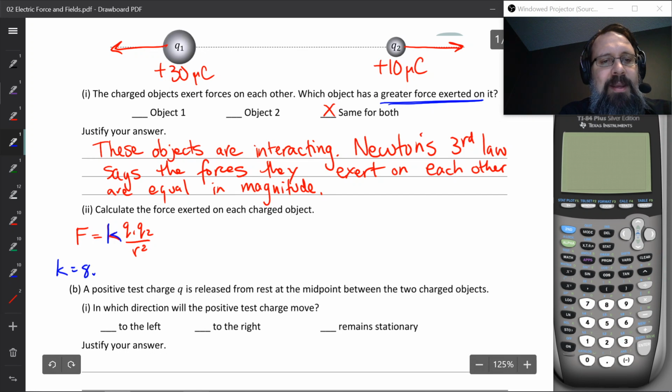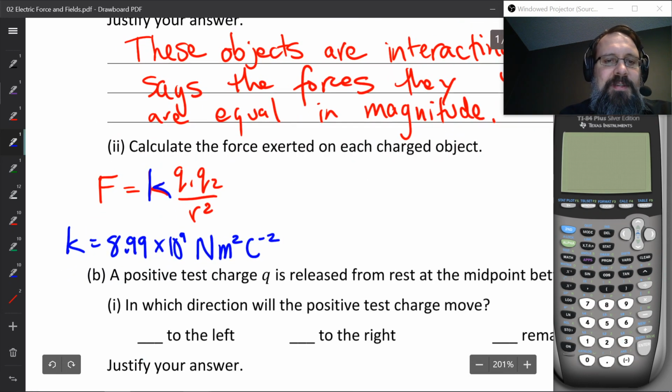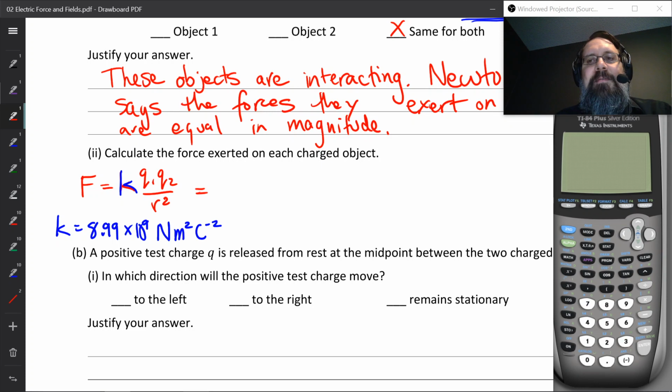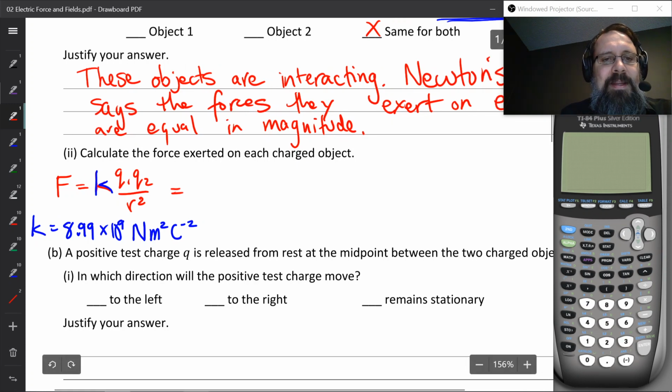It's 8.99 times 10 to the ninth, and it has a really complicated unit: newton meters squared per coulomb squared. It's a really crazy unit, and you'll see why it has such a weird unit in a moment when I solve out the rest of this problem. All right, so let's do this now. We take k, q1, q2, multiply all those together, and then divide by the square of the distance. And we have everything that we need to solve this.